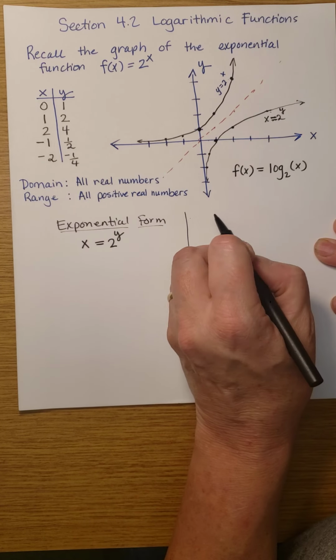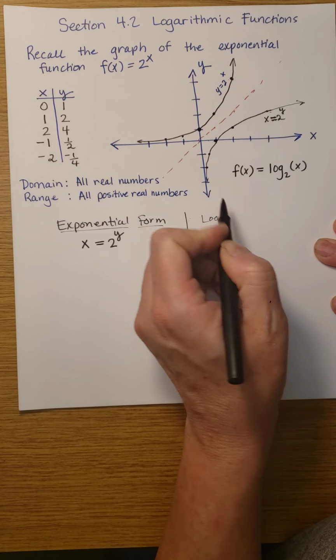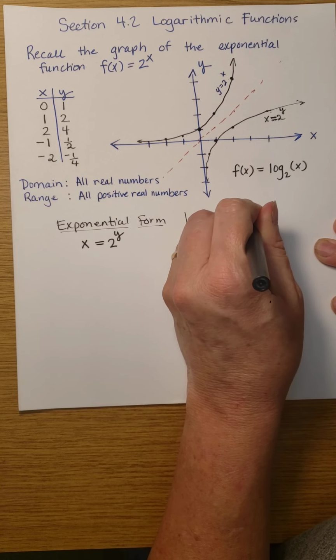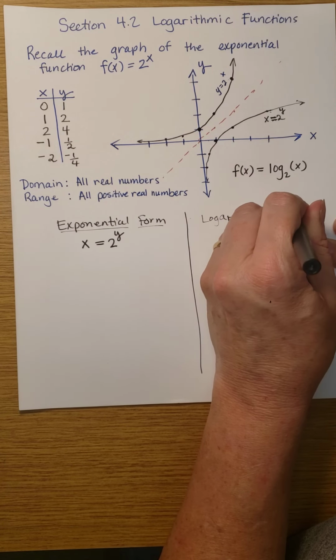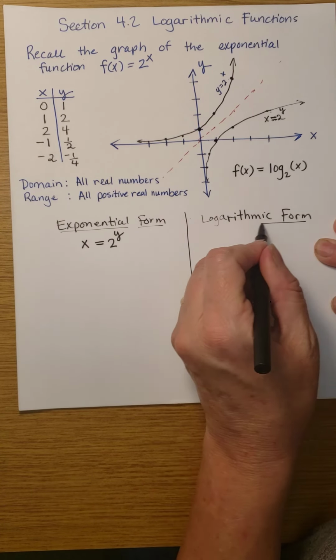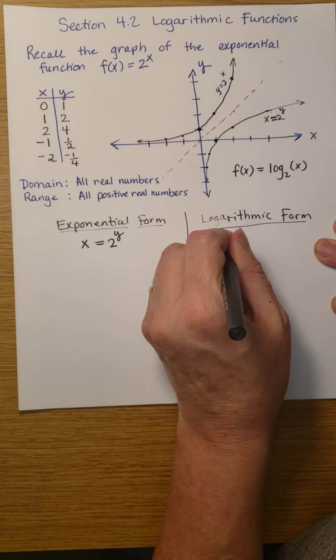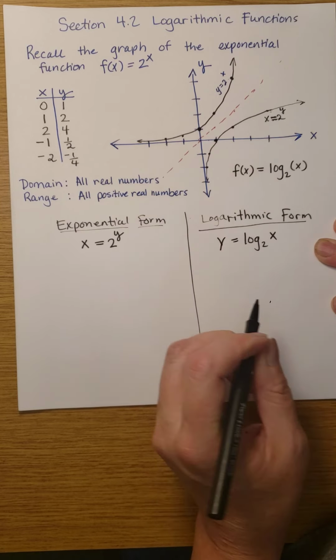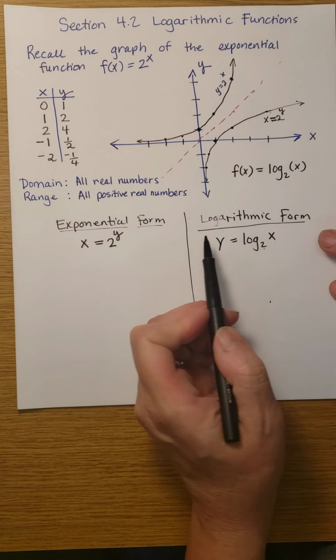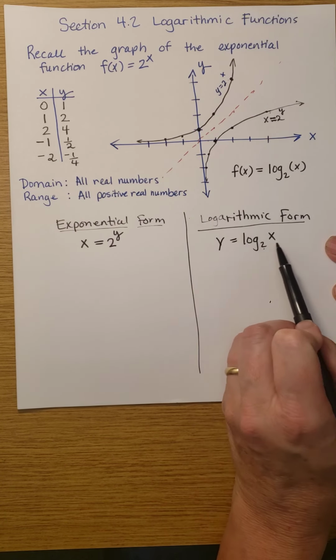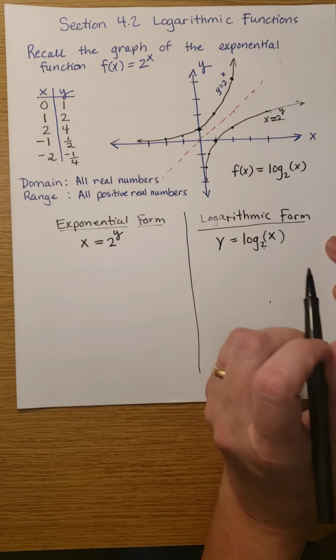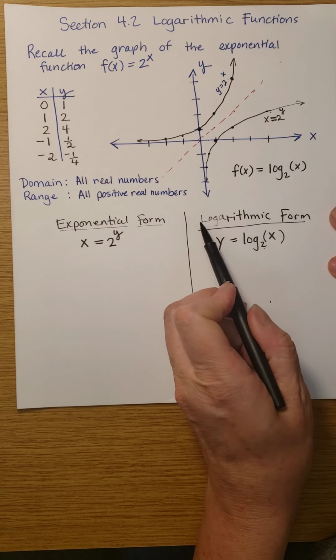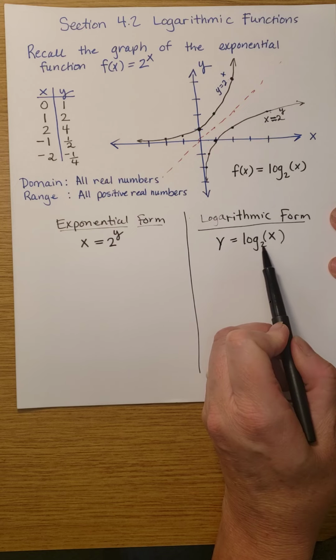And in logarithmic form, we have y equals log base 2 of x. And this log base 2 is simply a notation for the function. It's the name of the function. Log for logarithmic and 2 for the base.